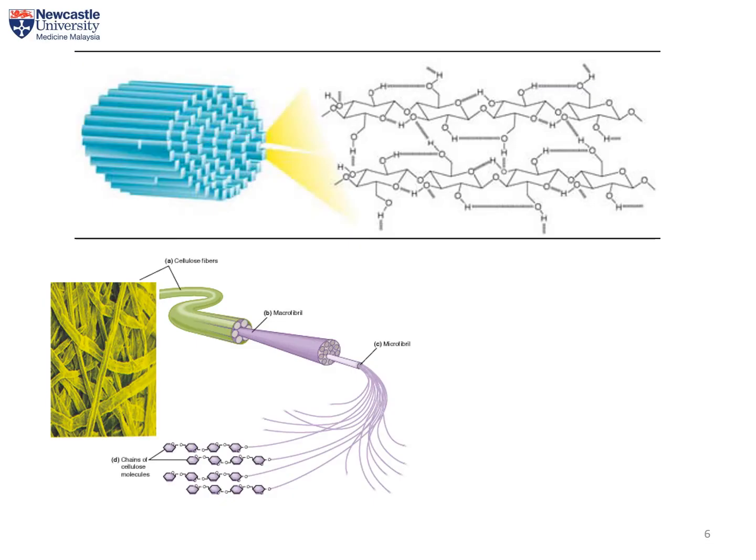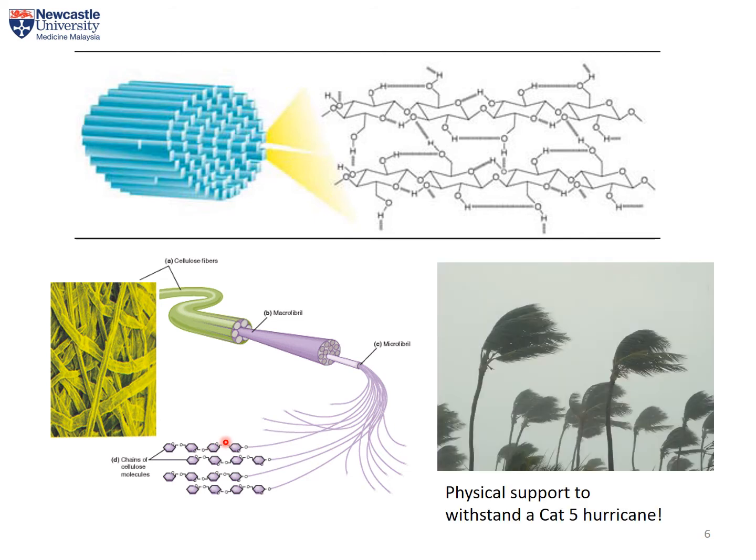Another reason why the cellulose fibers are strong is that they are highly compacted. So what you have here is not just a single fiber, but they are organized from multiple macrofibrils, which consist of multiple microfibrils, and they are bonded together by a lot of hydrogen bonds. And this structure is so strong that they can support palm trees to withstand even a Category 5 hurricane with a speed of 300 km per hour.